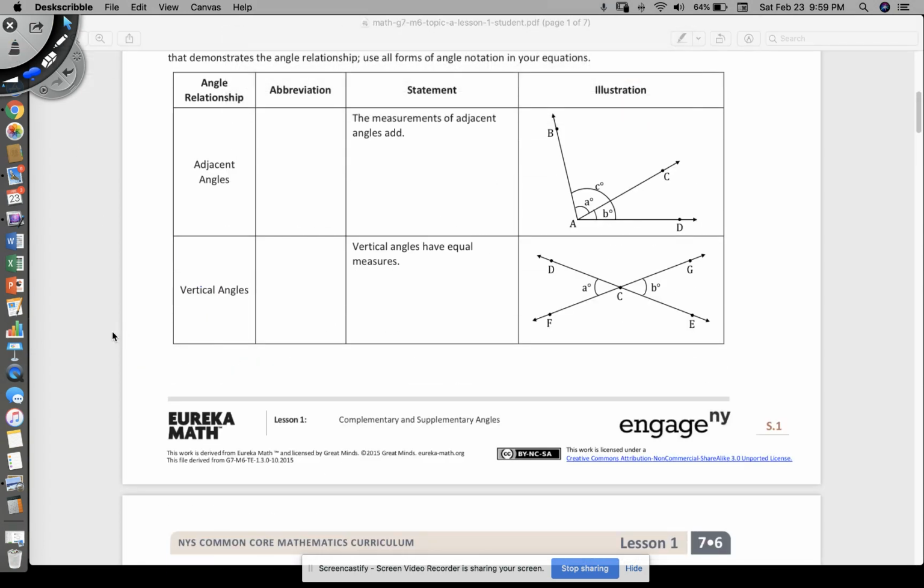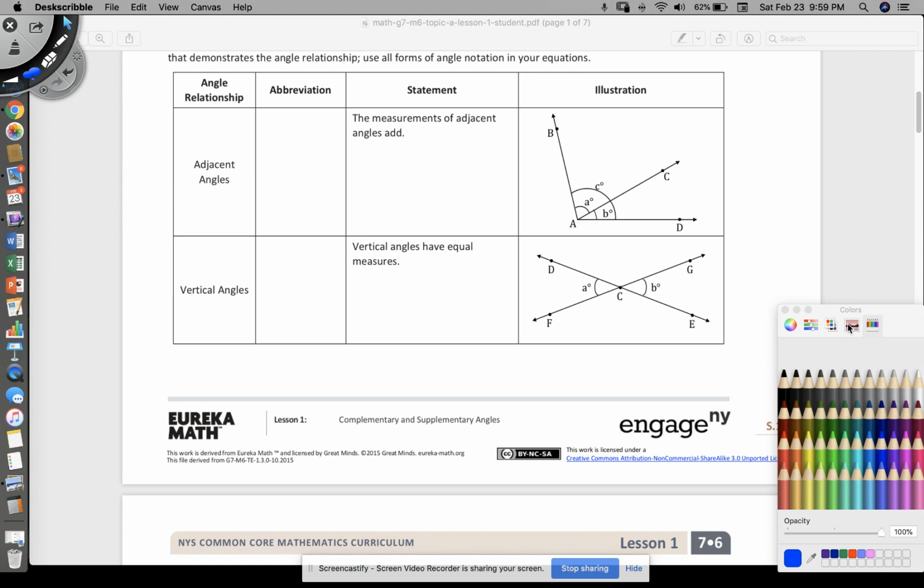Angle relationships. So now we're actually going to look at some pictures here that kind of help us out. And this is where I can bring up my color panel because I'm going to be doing lots of colors. Highlighters also help a lot in geometry and especially with angles. Sometimes if you can highlight different angles in different colors, you can see what you're solving for.